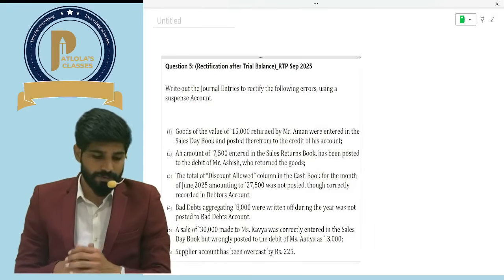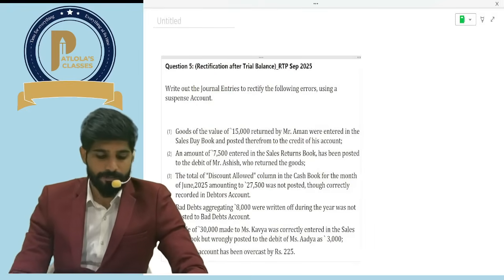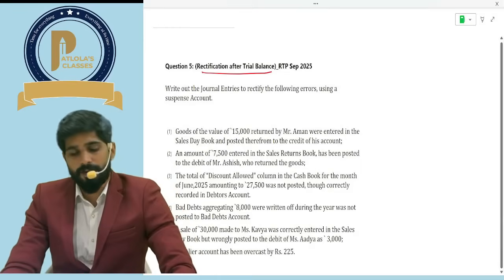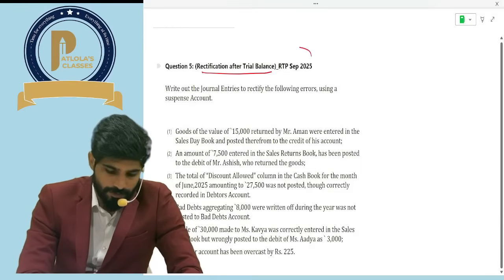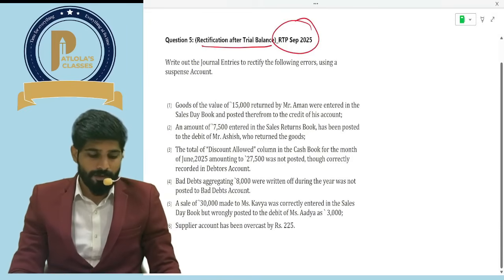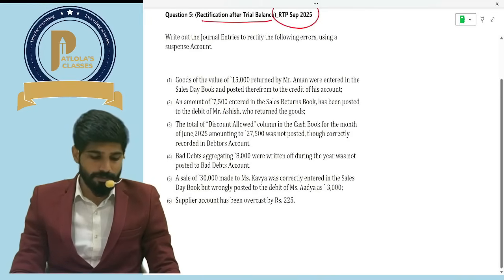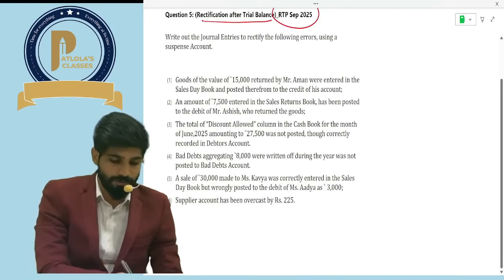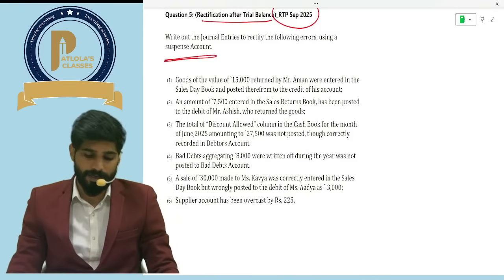Okay guys, now let us solve question number 5 from rectification of errors. And this is once again rectification after trial balance, and this particular question is from RTP, that is September 2025. Okay, what are they asking? Write out the journal entries to rectify the following errors, and they have clearly mentioned we need to use something called suspense account. Okay, let us understand.